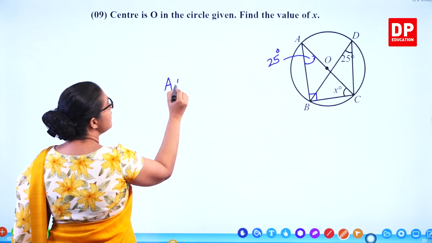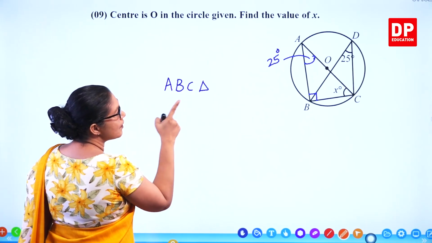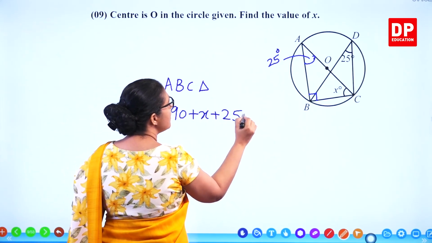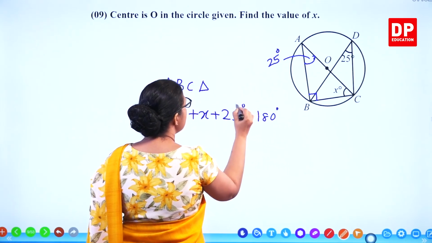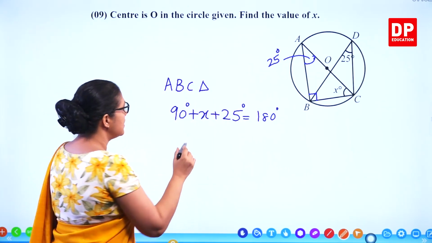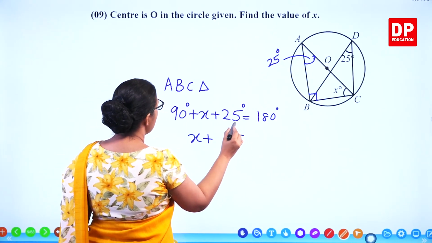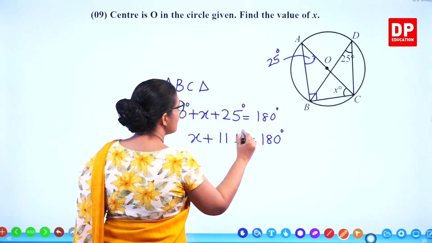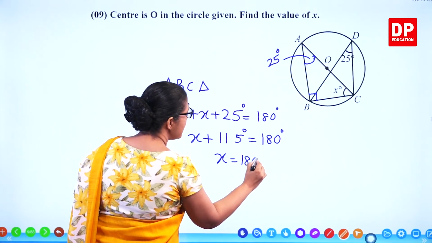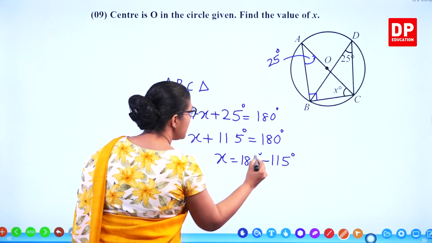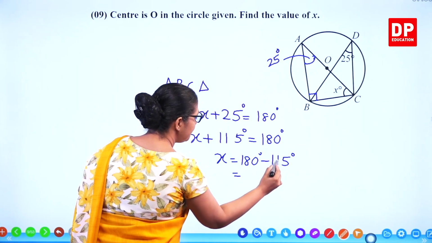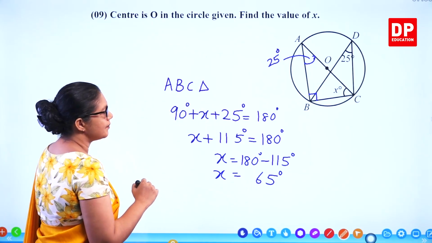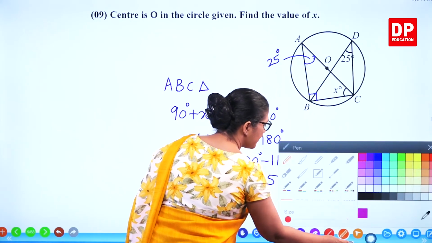Now look at the ABC triangle. In the ABC triangle, we can say 90 plus x plus 25 is 180 degrees. That's the sum of angles in a triangle. So x plus 115 is 180. So what's x? 180 minus 115. You get 65 degrees. So 2 marks for that.